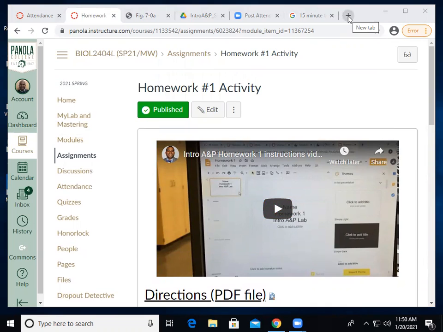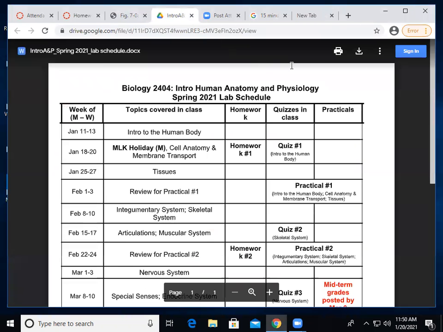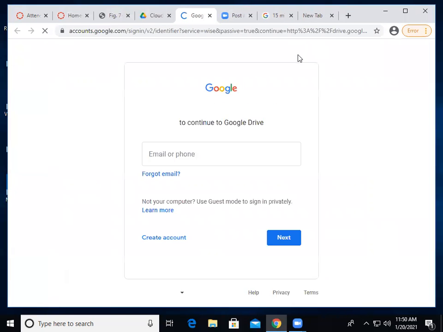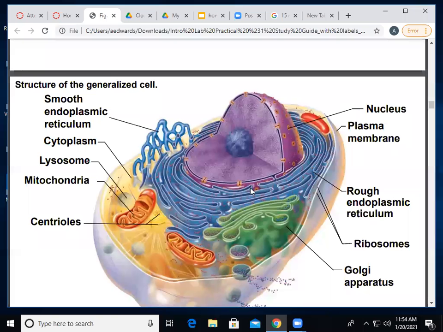All right. So go to my drive. All right, so I'm going to log in. So you're in the cell. The nucleus is where your DNA is. It's where the DNA resides, right? So you don't really need to know the inside of that. This is the nucleus.